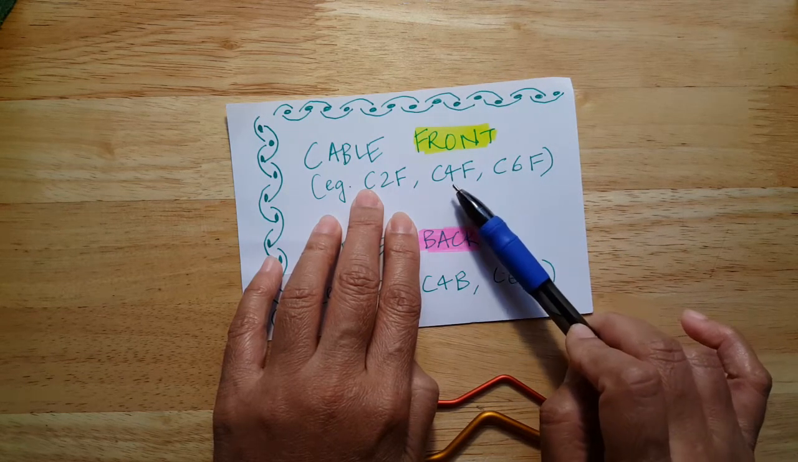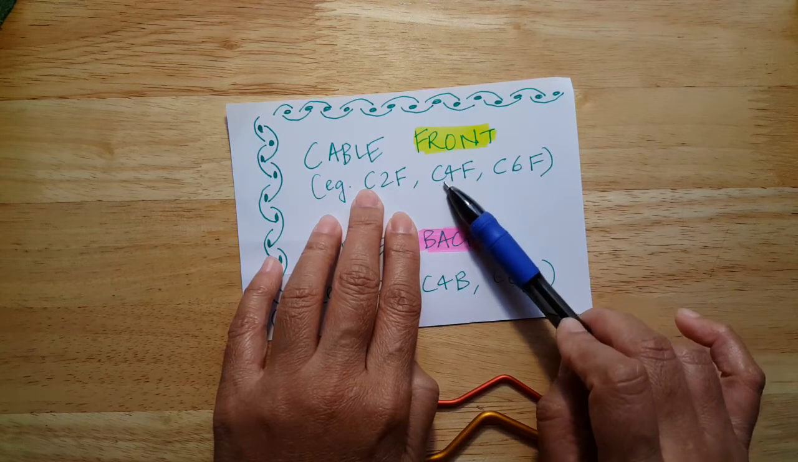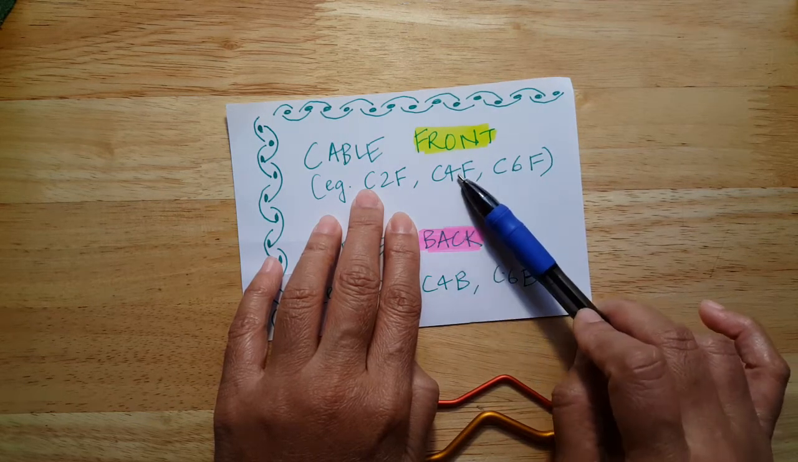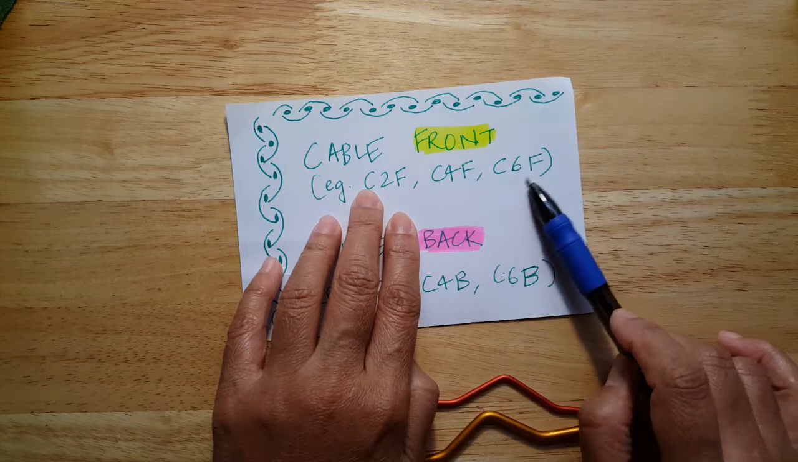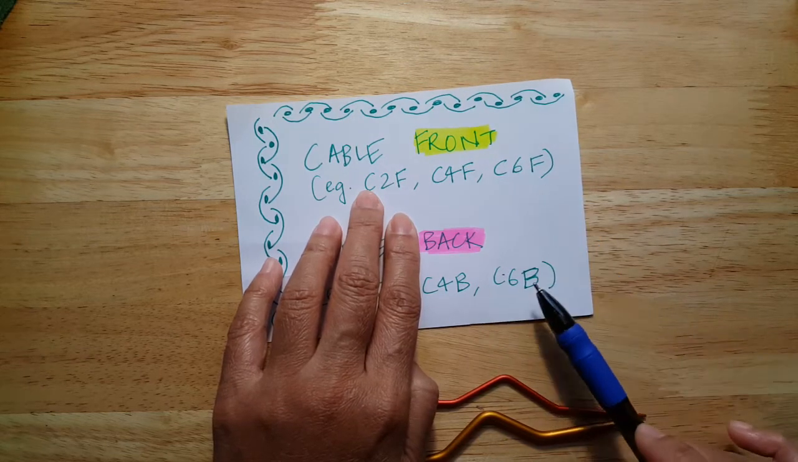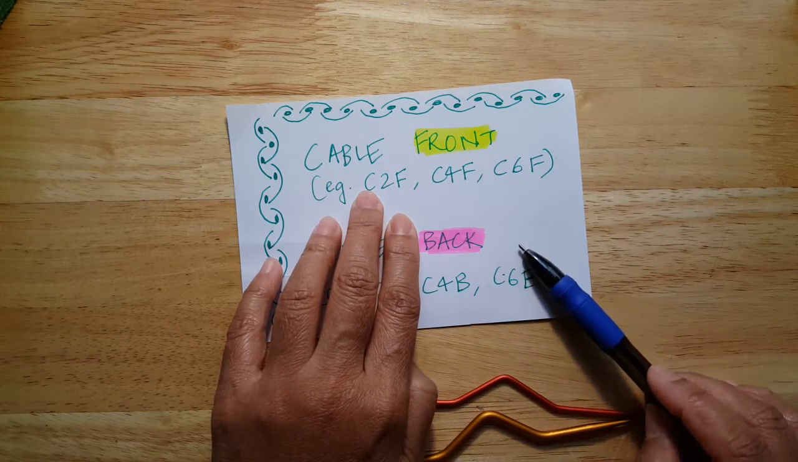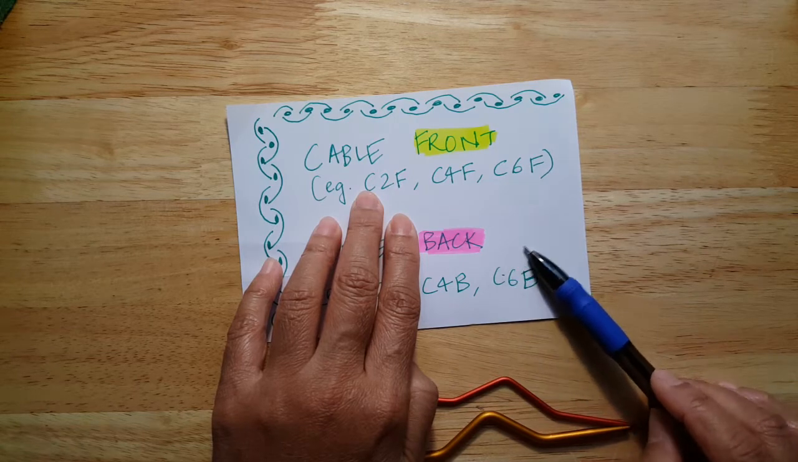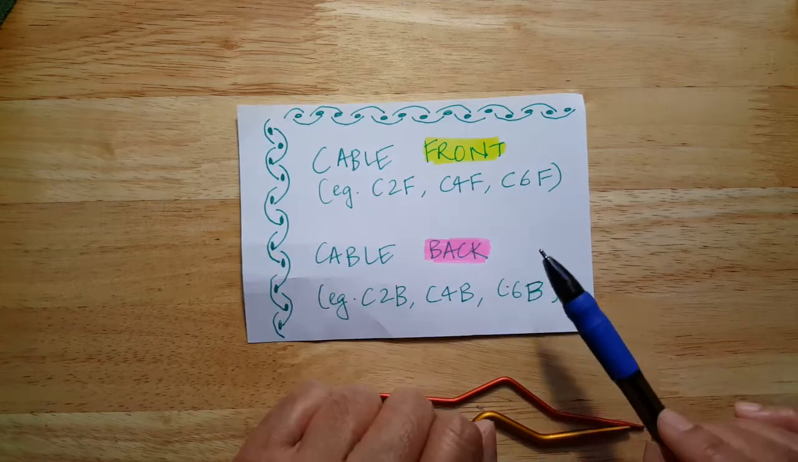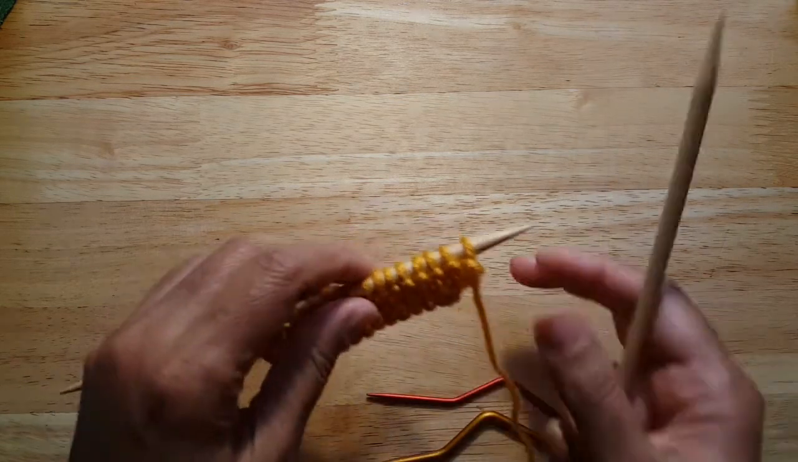If it's a C4, again, you're always dividing by 2, so you're doing 2 stitches one way, 2 stitches the other way. If you had a C8F or a C8B, then again you'll divide it by 2, and that means you're doing 4 stitches one way and 4 stitches the other way. And so let me show you really quickly how to do the cable stitches. It's really not that difficult.